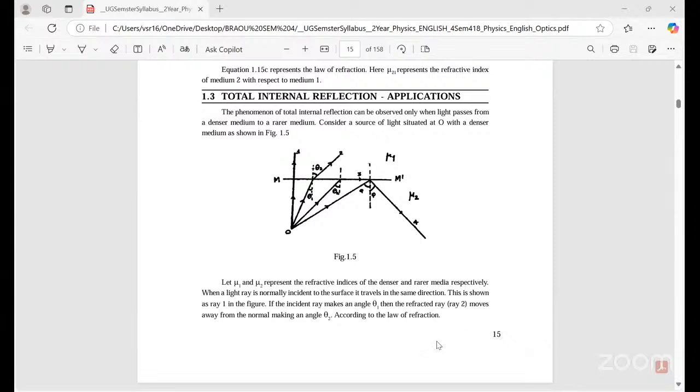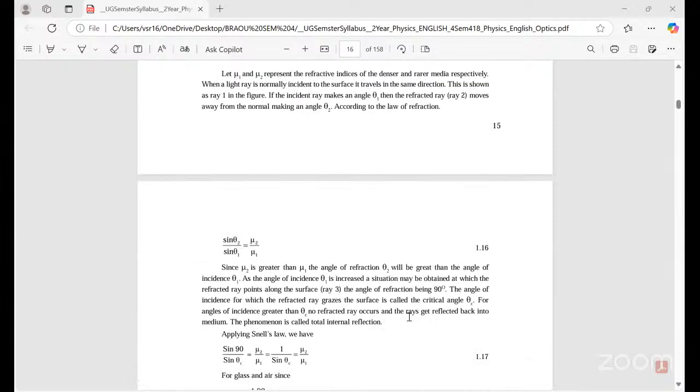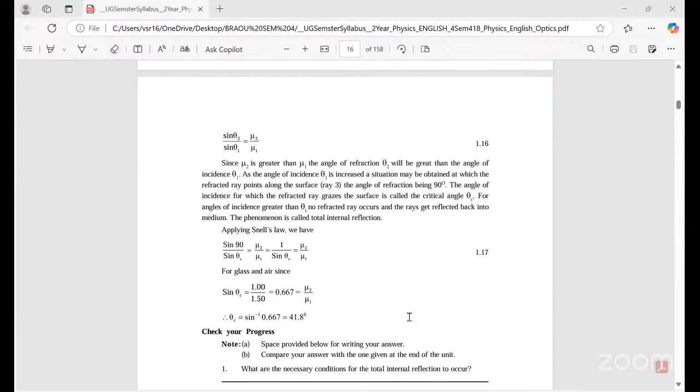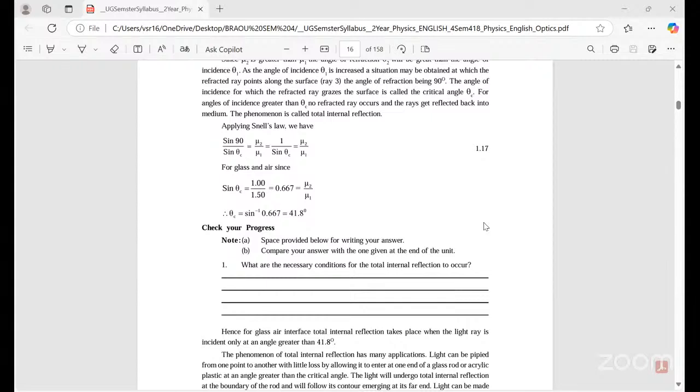According to the law of refraction, sin theta2 by sin theta1 is mu2 by mu1. If mu2 is greater than mu1, the angle of refraction theta2 will be greater than the angle of incidence. Applying the conditions, you can easily find that at theta c there is no refracted ray. That is the critical angle, theta c, which is 41.8 degrees.